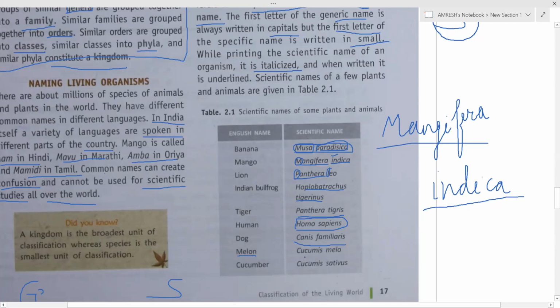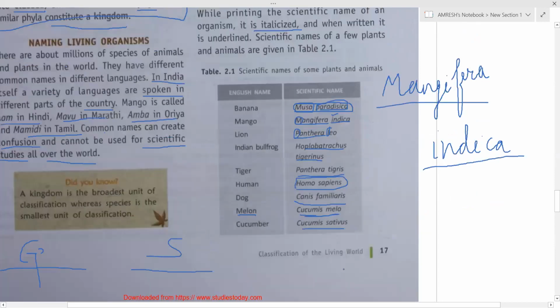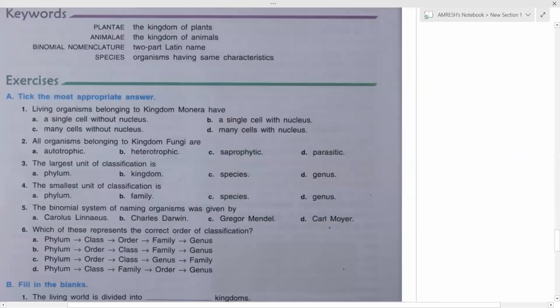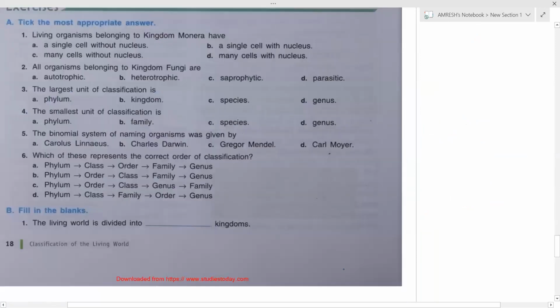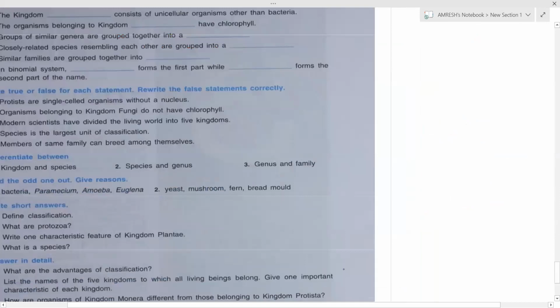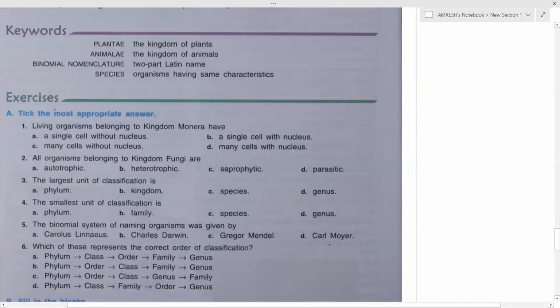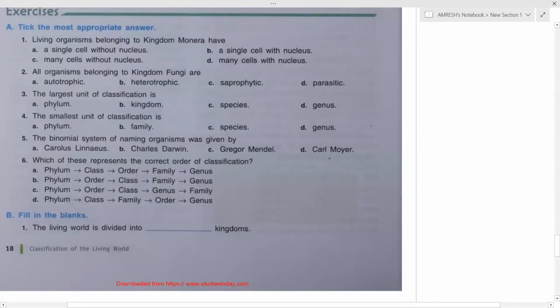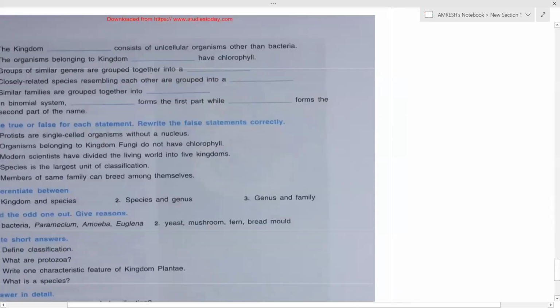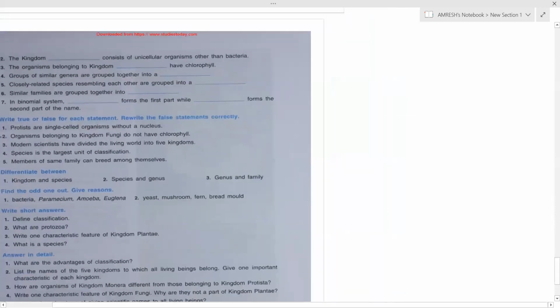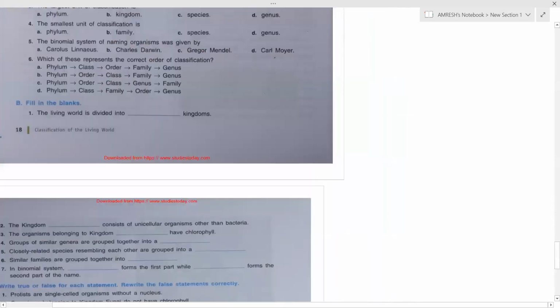Watermelon is Cucumis melo. Cucumis is the generic name, melo is the specific name. Cucumber is Cucumis sativus. Now I am keeping these exercises on screen. You can take a screenshot if you want, and you can practice it at home.